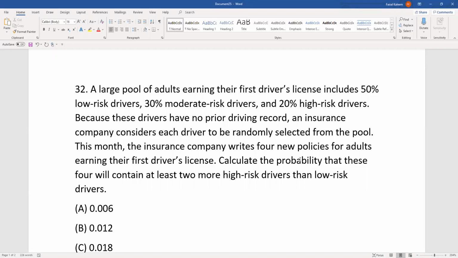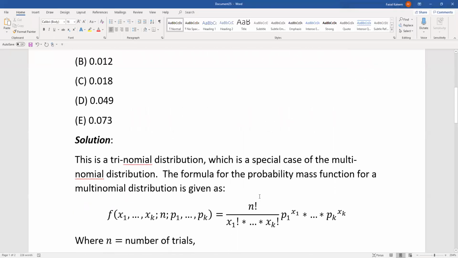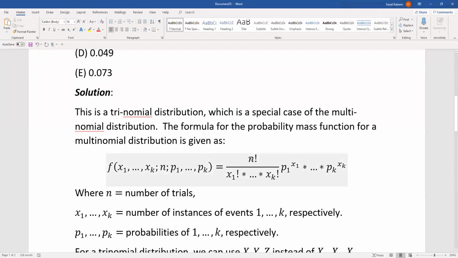Now, this is a trinomial distribution, which is a special case of the multinomial distribution. The multinomial distribution is less frequently studied than the binomial distribution, so let's talk a little bit about it. The formula for the probability mass function is n factorial over x1 factorial times up to xk factorial, times p1 power x1 and so on up to pk power xk, where n is the number of trials, like we have in the binomial distribution.